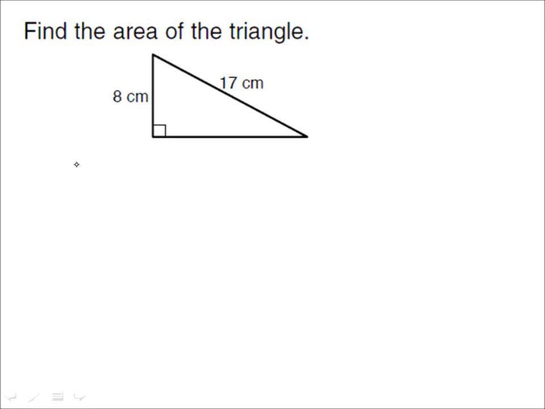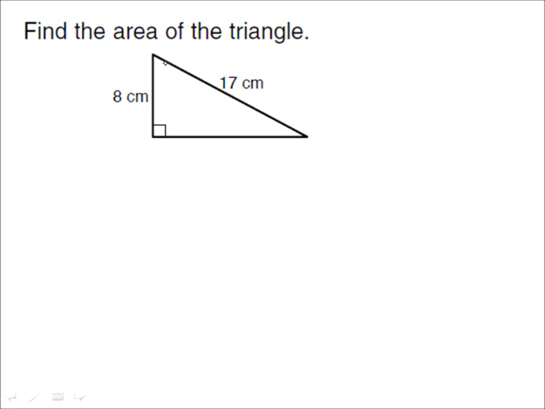I'm going to go through a couple of the question types that you're likely to see on the Chapter 9 test. I recommend that you pause the video, try the problem yourself, and then you can look at my solution and compare the two. So if you want to, go ahead and pause now. So let's take a look at the solution here.